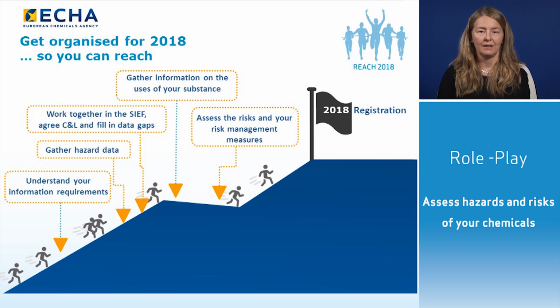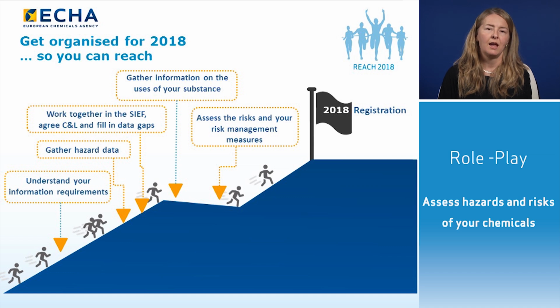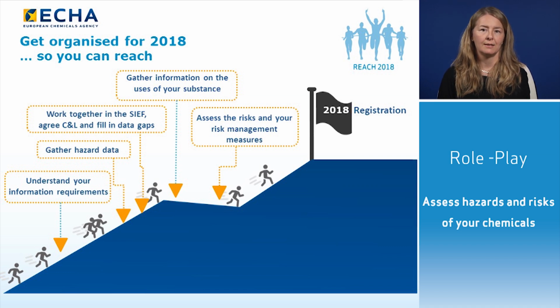There are 5 key activities of your preparations for registration. You need to understand your information requirements, gather hazard data, work together in the Substance Information Exchange Forum, so-called SIEF, to fill data gaps and agree on classification and labeling. Then you need to gather information on the uses of your substances and assess the risks and the risk management measures you have in place. If new data needs to be generated, alternatives to animal testing must always be considered first.